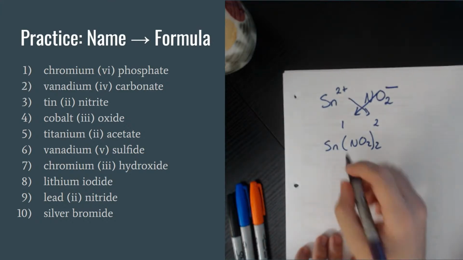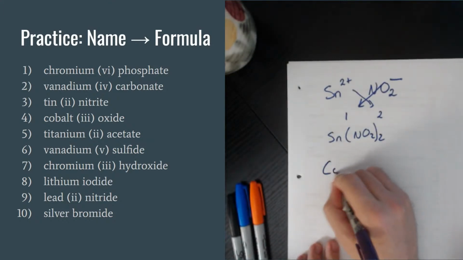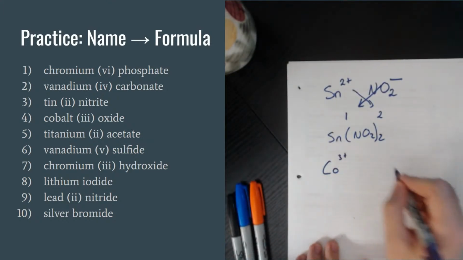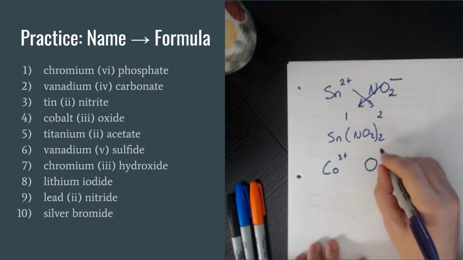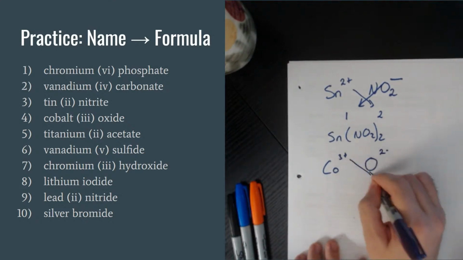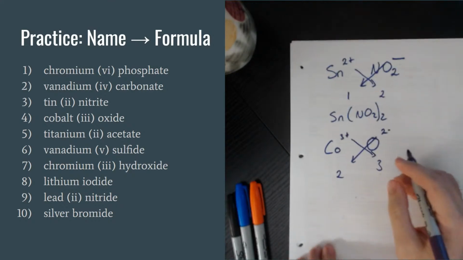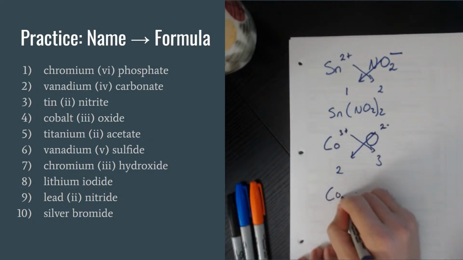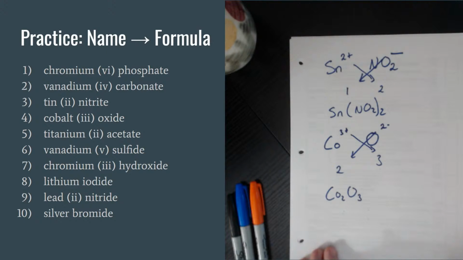Nothing to add. Okay. Cobalt(III) oxide. Cobalt is Co. 3 means it's 3 plus. Oxide is just O with a 2 minus charge. So we bring the charges down. We have 2 and we have 3. No common factors there, so it's Co2O3. Cool.